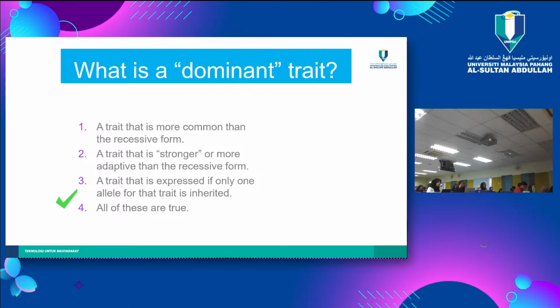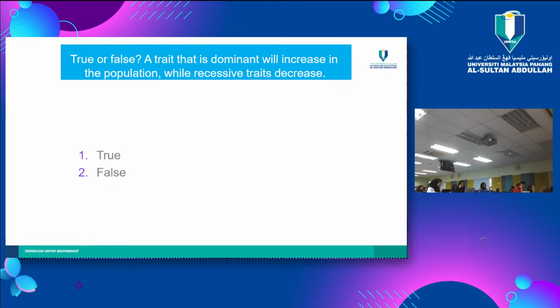Okay, so what is the dominant trait? This is what we call certain alleles dominant, because it's more common than the recessive form. The dominant trait is stronger than the recessive form. A trait that is expressed if one allele for that trait is inherited. If this is a question, all of these are true if we have all these statements. So let's see. A trait that is dominant will increase in that population while recessive traits decrease.